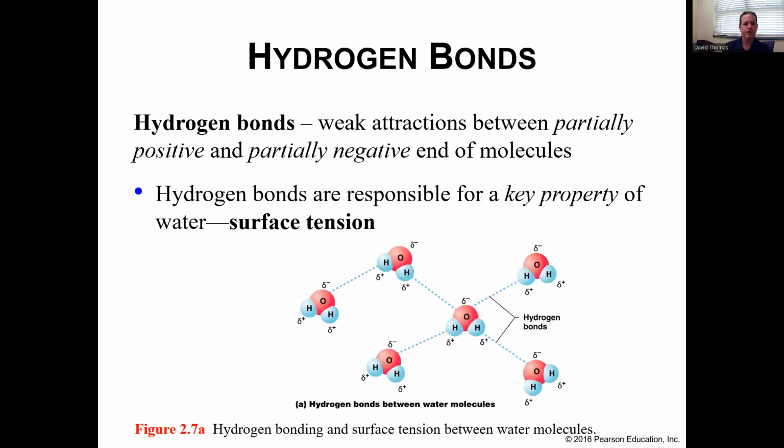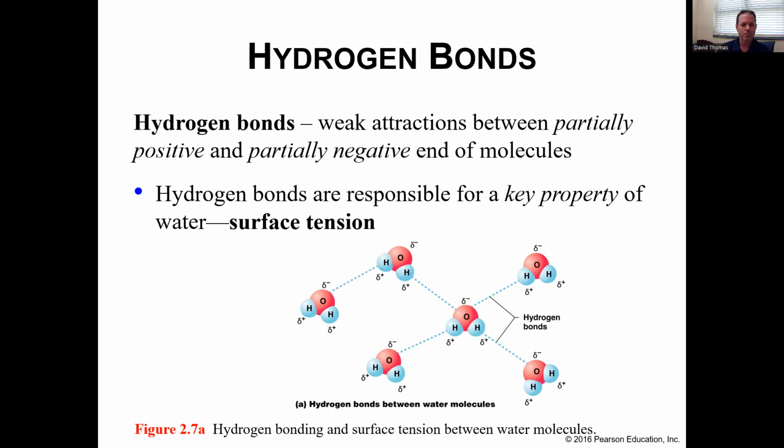The last thing in this section is another type of bond. This is a hydrogen bond. This is a little different than those chemical bonds like ionic and covalent we were just looking at. A hydrogen bond is what it sounds like. It's a type of bond between hydrogen and some other atom, usually oxygen or maybe nitrogen. But a hydrogen bond is really not a chemical bond as much as it is an attraction between hydrogen and some other atom.